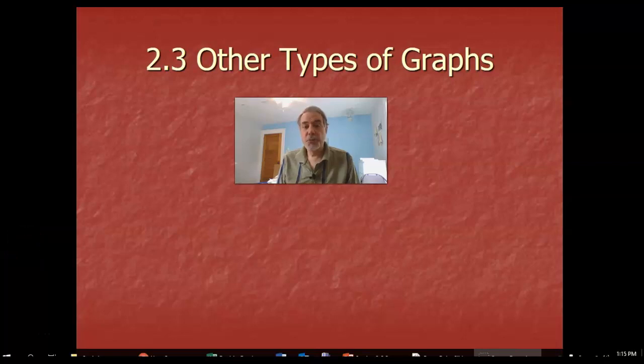So this is section 2.3, other types of graphs. In the last section, we talked about three kinds of graphs: histograms, frequency polygons, and ogives that were used to show what's going on when you have a grouped frequency distribution.